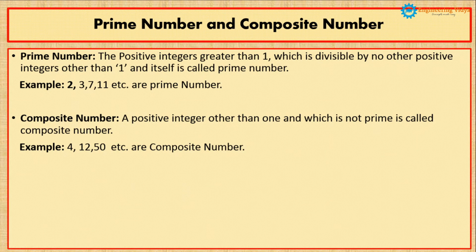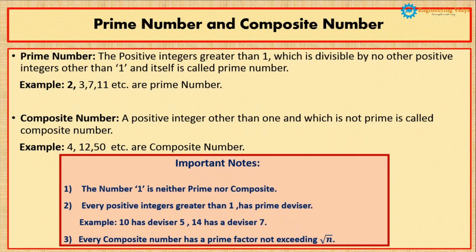After completion of the definitions, we should know some notes related to prime numbers and composite numbers that will help us in the problem solving part. The first note is that the number 1 is neither prime nor composite. I hope this point is clear to you now, right?